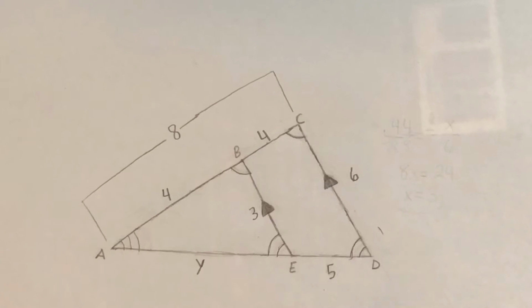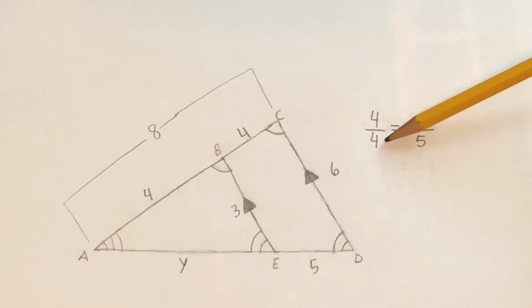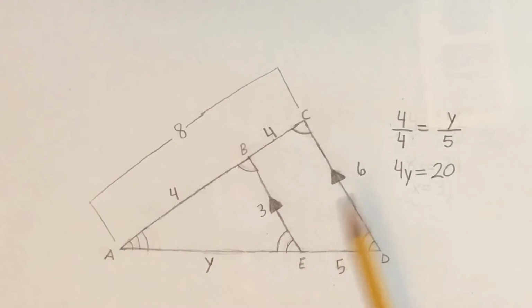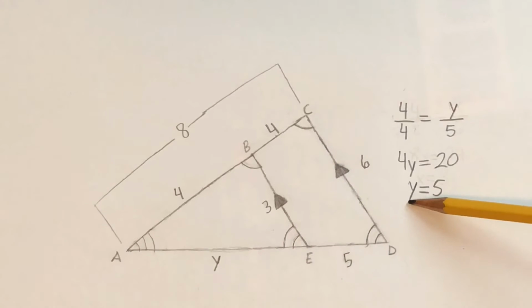Now solving for y, we'll make this one snappy. Do the same thing as before, so just do y over 5 equals 4 over 4. Then cross multiply and divide 20 by 4 to get a final answer of y equals 5.